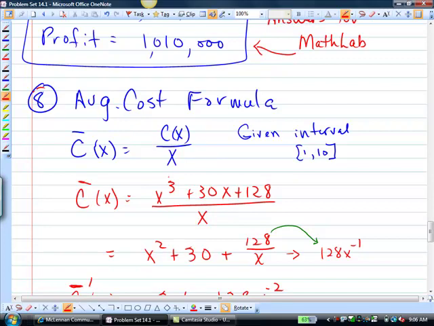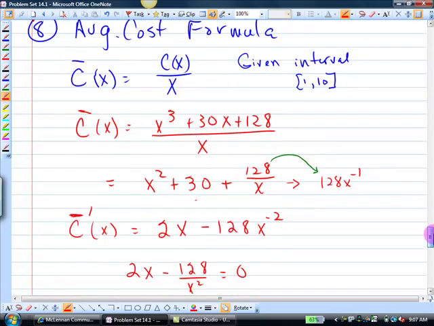So there's two parts to this. The first one says between 1 and 10, if x is between 1 and 10. So the first thing you have to do is take the cost function you're given and divide it by x. So that's what I've written here. And the easiest way to simplify that is divide x into each piece. So x into x cubed becomes x squared. X into 30x becomes 30. X into 128, well, that's just 128 over x, but for derivatives, it's easier to write it this way. 128x to the -1.